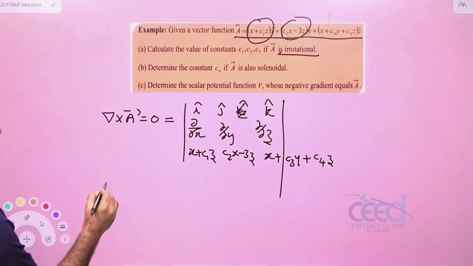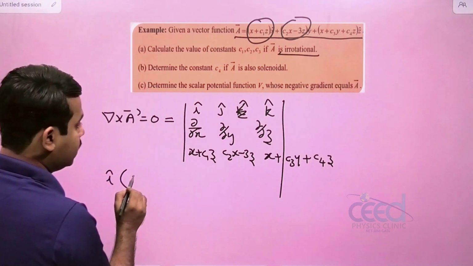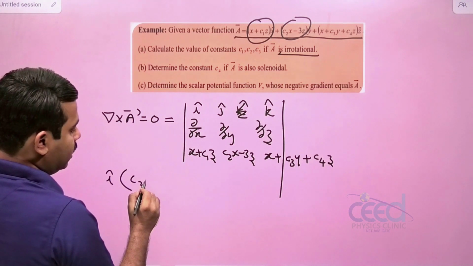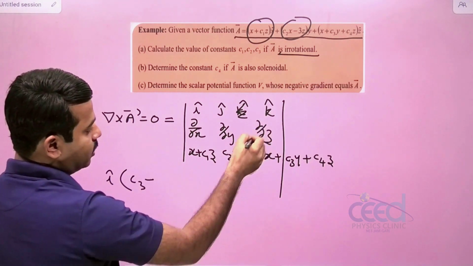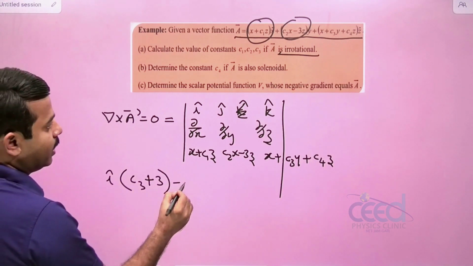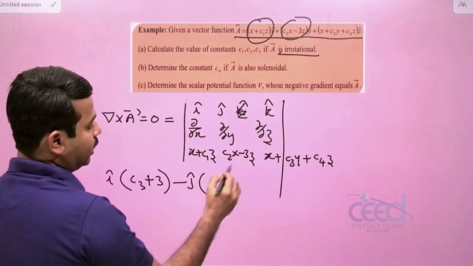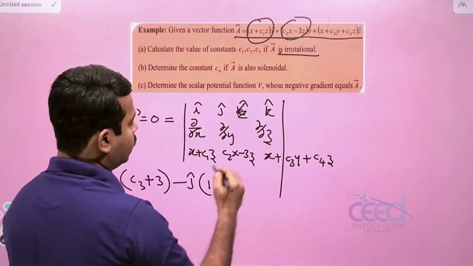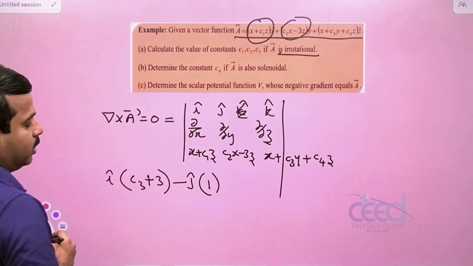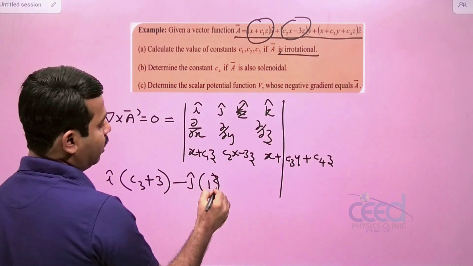Now expand this i cap into, what is this? With respect to y, I get a c3, this is 0. With respect to z, here I get a minus then plus 3z, so plus 3. Then minus j cap into, with respect to x, here I get a 1, the remaining two terms 0. So I have minus j cap only.